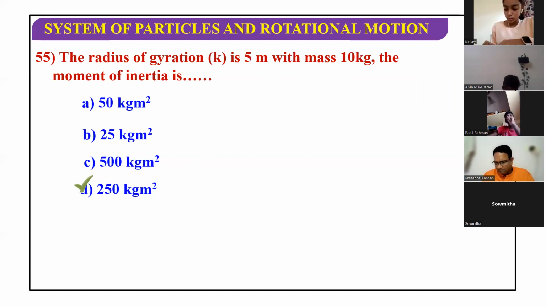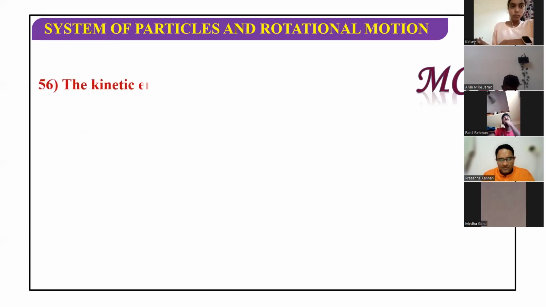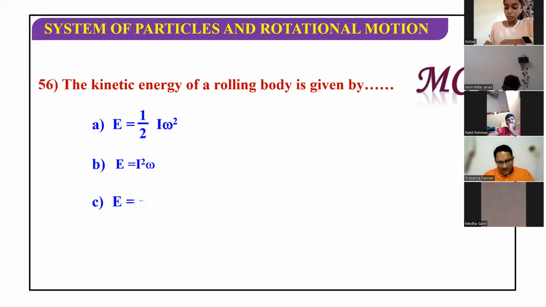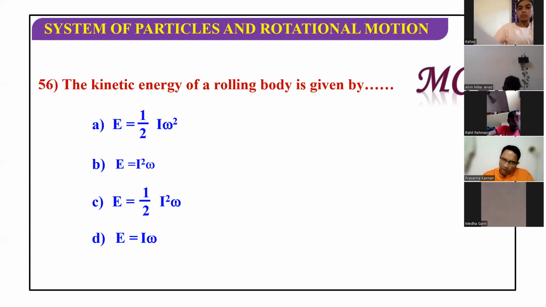Clear? Excellent. Okay, let's look at the next question. Kinetic energy of a rolling body. Direct question. Option A, half I omega square, absolutely, Meera. Just like how you have half mv square in linear motion, in rotational motion it is half I omega square.